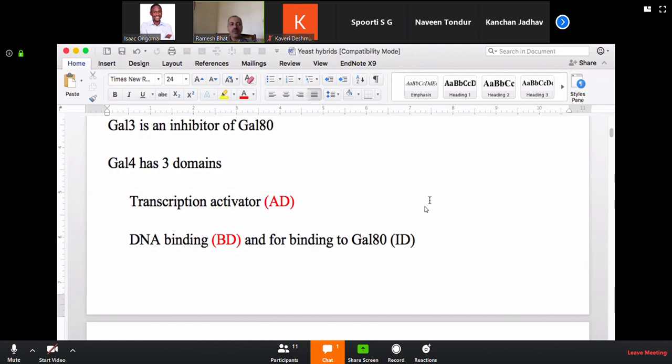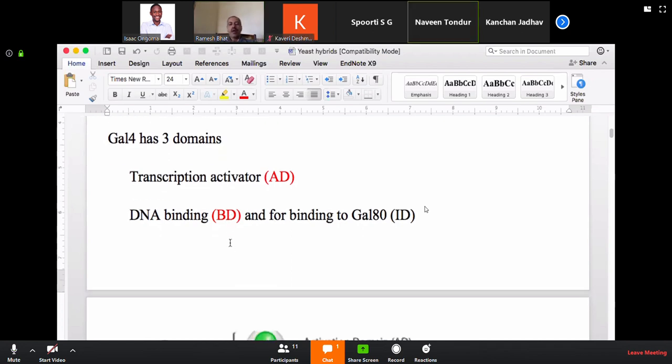Okay. The function of binding domain is to bind to the specific cis element on the DNA. It helps in the binding of the transcription factor to specific cis element on the promoter region. Is it clear?